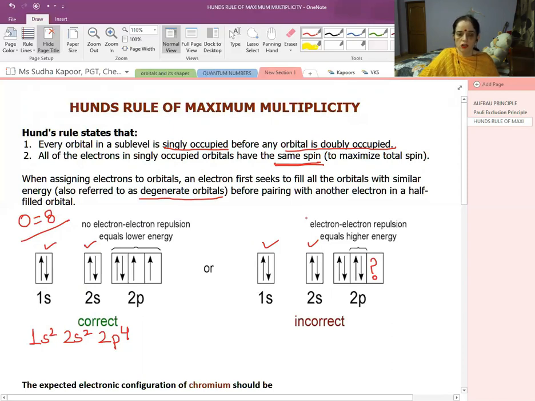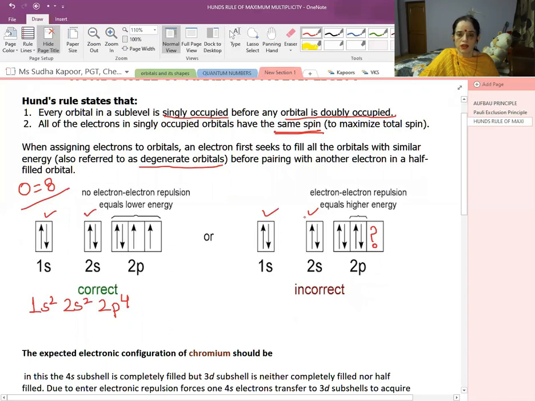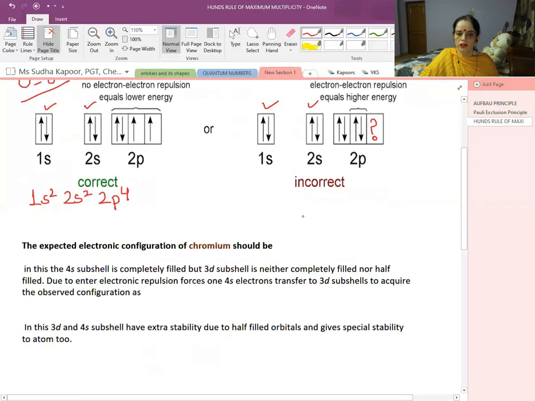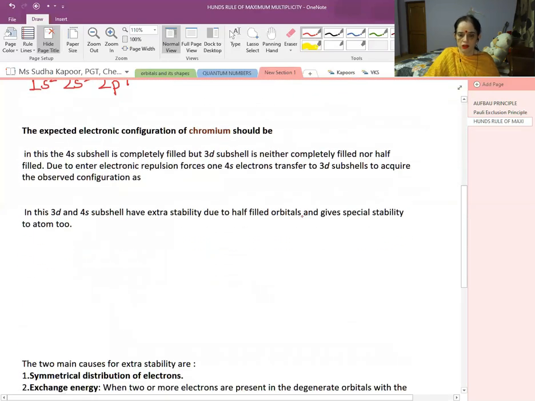Now with this, we also move to some very important configurations which are exceptional in nature. All are filled according to the above: the Pauli's rule, the Hund's rule, the n plus l value. But there are certain things which have a different nature due to some exceptional behavior. So we are going to look at these also. These are very important examples, students.